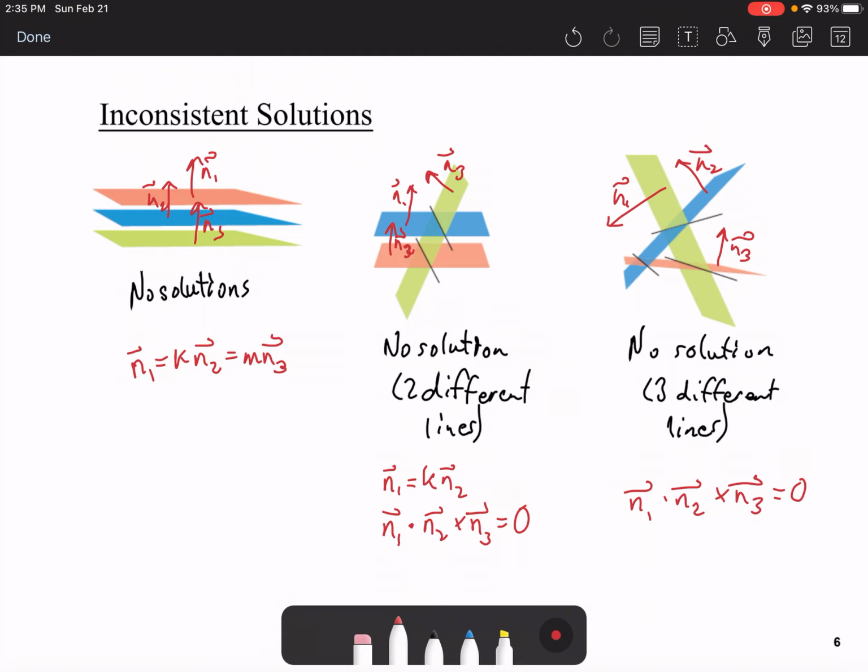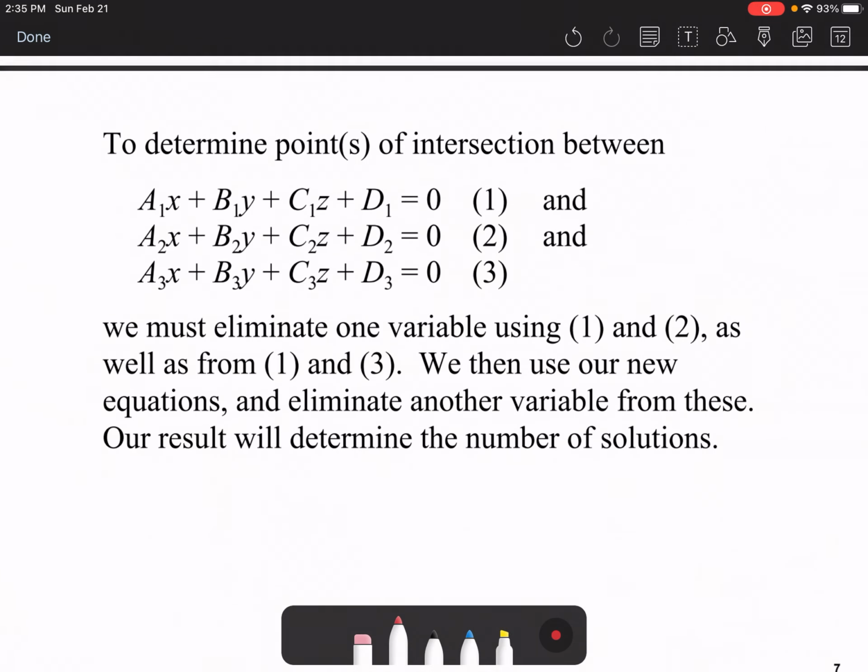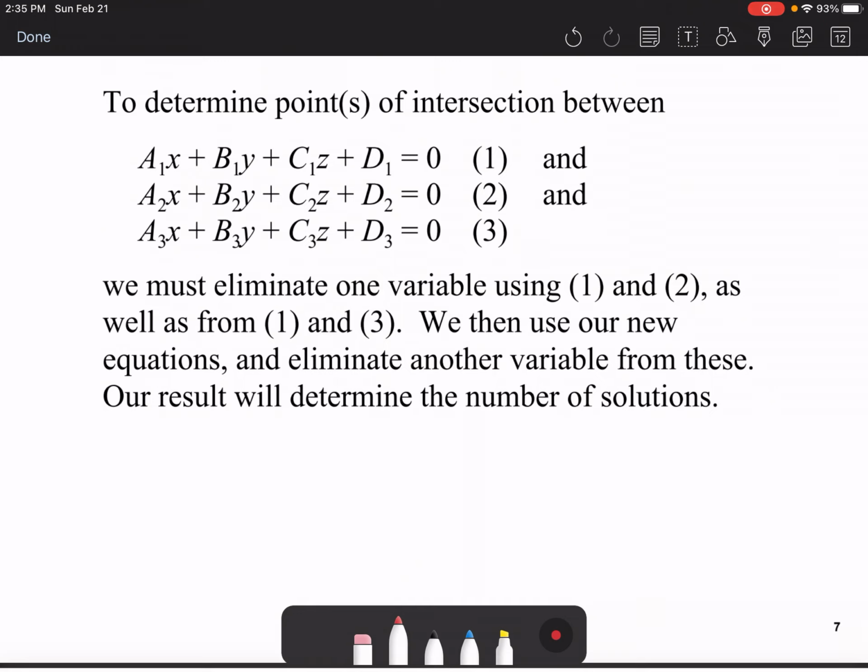So first thing you have to do is investigate the normals to see what kind of options you have. And again, with three planes, you must eliminate one variable using, let's say, the first two equations, and the same variable from two other equations. So I suggest 1 and 2 and 1 and 3, but technically it doesn't matter which two you use and which other two you use, as long as they're not the same two. Then you use your new equations to eliminate another variable from these, and determine your result from your solutions.